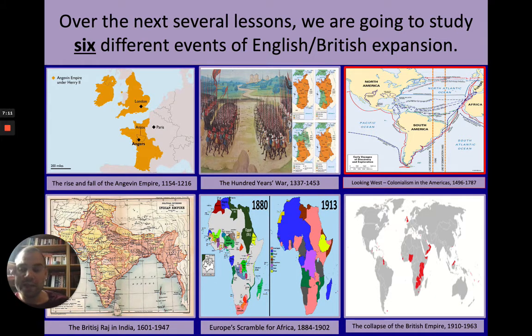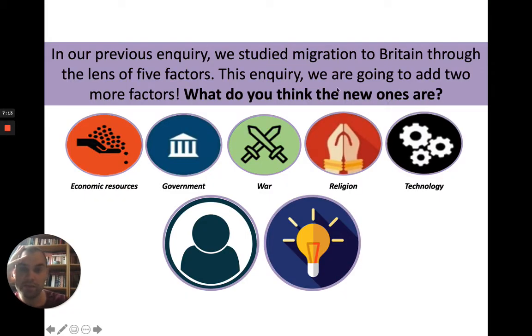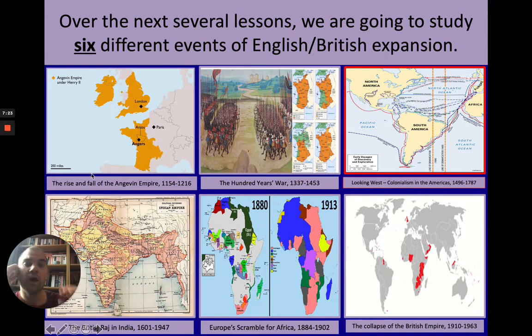So before you were looking at the big themes, right? You remember economic resources, government, war, religion, technology, that led to migration in different eras. Now we're looking at the same themes, but we're thinking about them in terms of why England and Britain has expanded and contracted as an empire. Okay, so we looked at the rise and fall of the Angevin Empire already as part of this subunit. We looked at the Hundred Years' War, and now we're currently looking at colonialism in the Americas. So I just wanted to clear that up. Remember, it's still the same paper, but the point is now we're looking at it through the lens of empire rather than through the lens of migration.